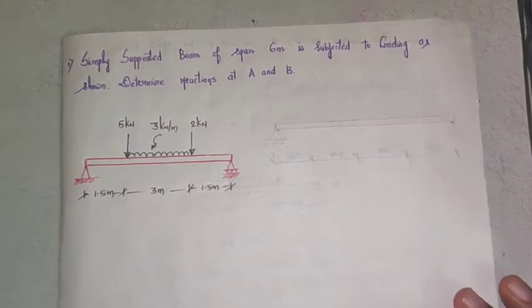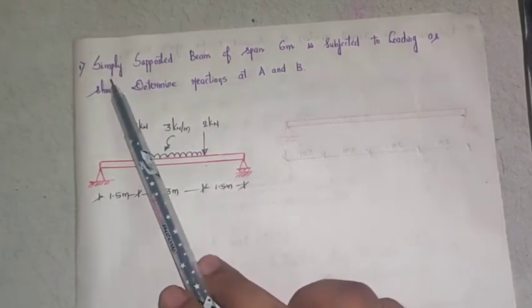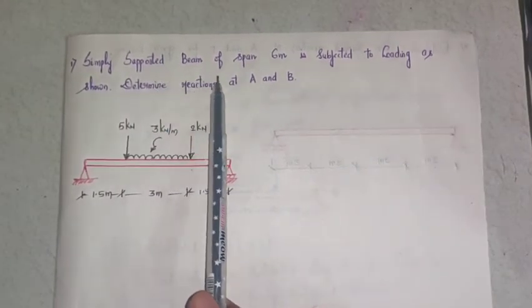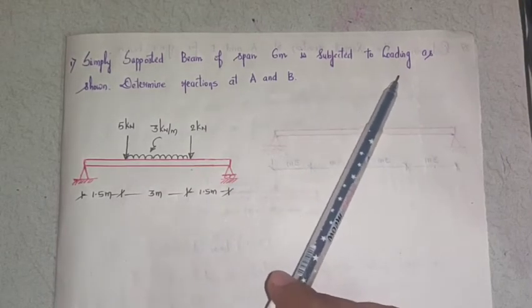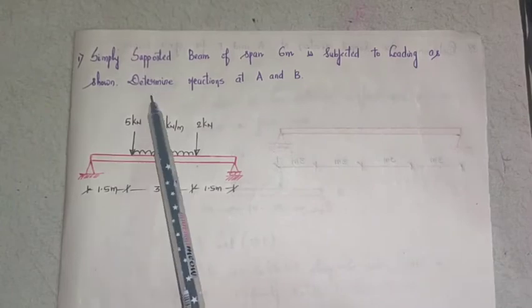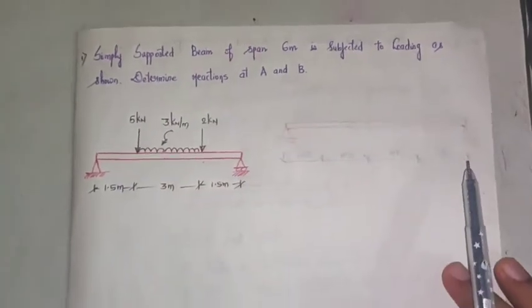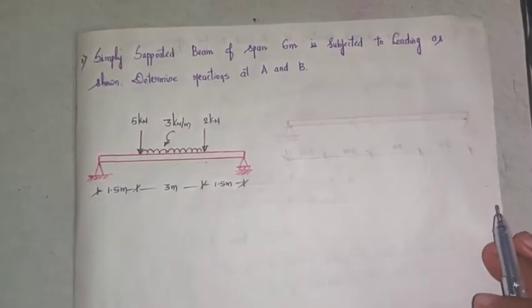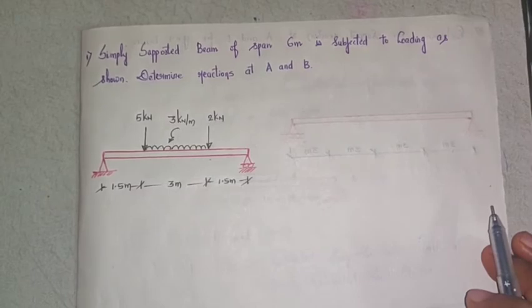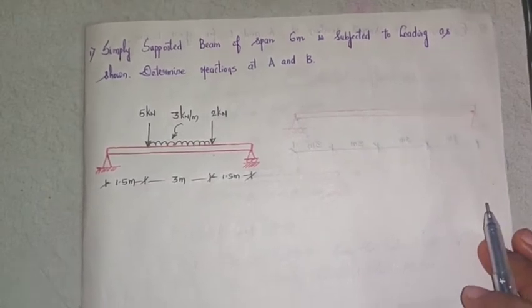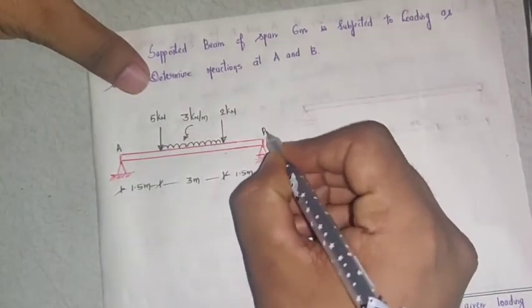To begin with, the first problem reads: a simply supported beam of span 6 meter is subjected to loading as shown. Determine reactions at A and B. One thing to keep in mind here is that reactions are always generated at the supports, right? So I'll call this support A and this support B.